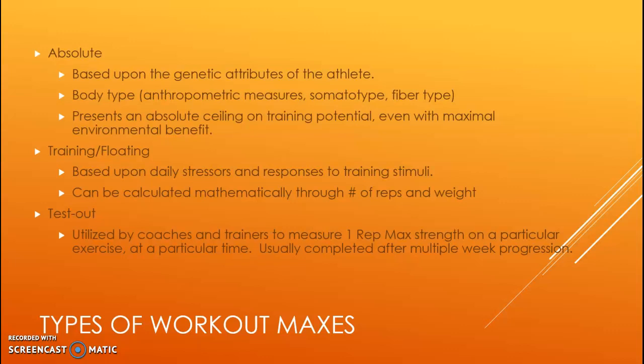It's based off of things like your fiber type. Did you choose the right parents to fulfill the goal that you're looking to accomplish, like to bench press a lot of weight or squat a lot of weight or power clean? Do you have the right fiber typing, the right somatotype, et cetera, which all comes from your genetic pool? And then it really presents this kind of absolute ceiling on training potential.